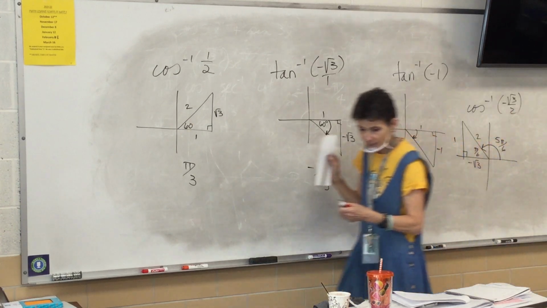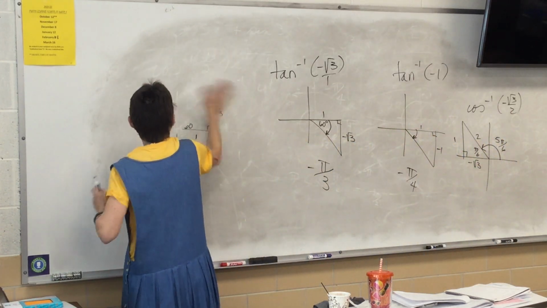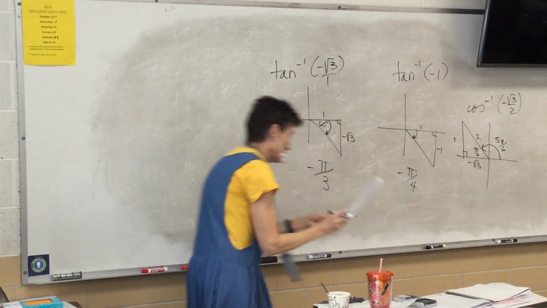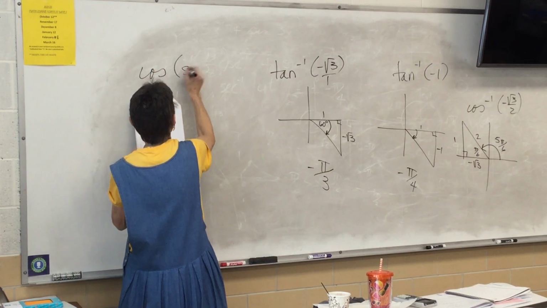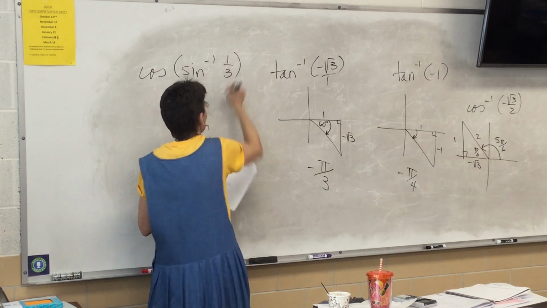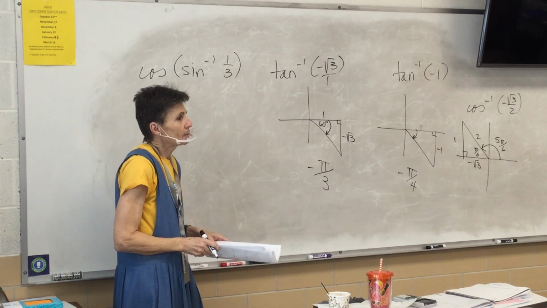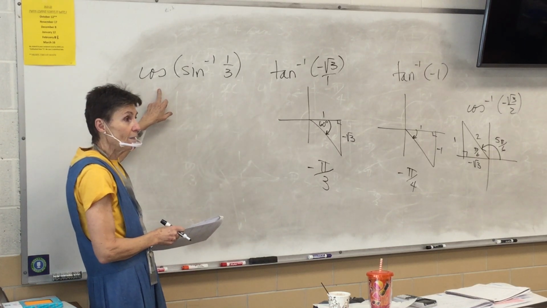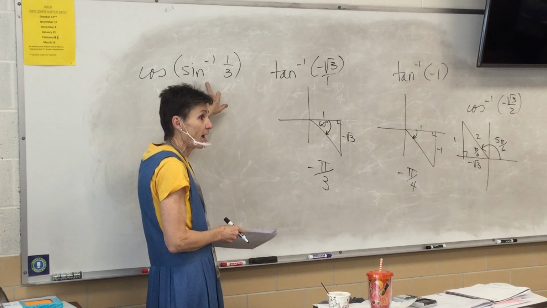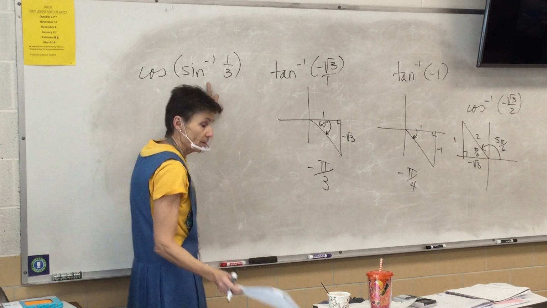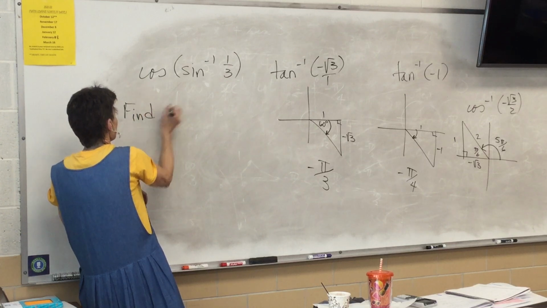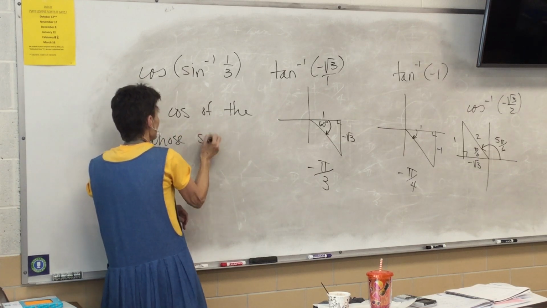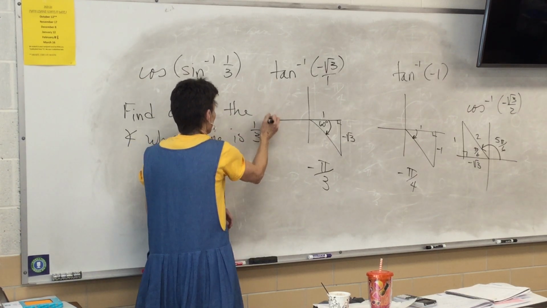Okay, let's look at this next problem, because this looks a little bit exciting. Can anybody read this problem to me? What am I doing in this problem? Cosine of the sine. I am finding the cosine of the angle whose sine is 1/3. This literally says, find the cosine of the angle whose sine is 1/3.